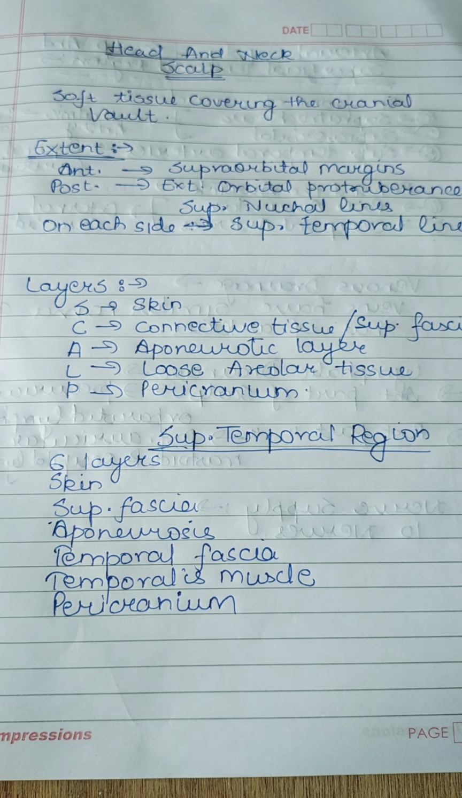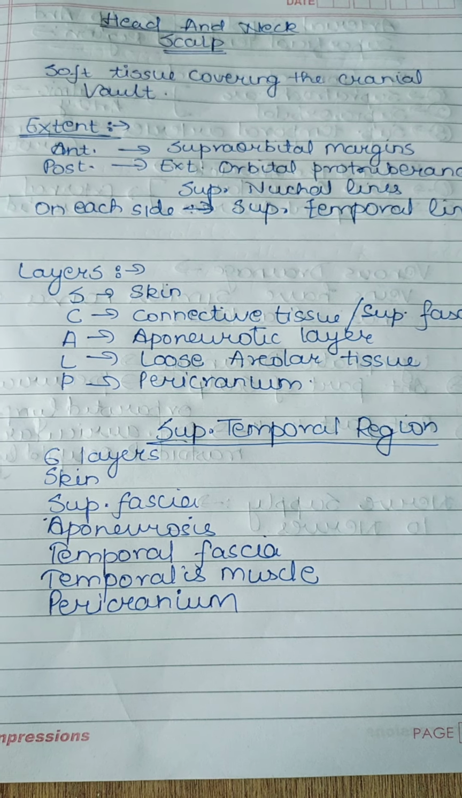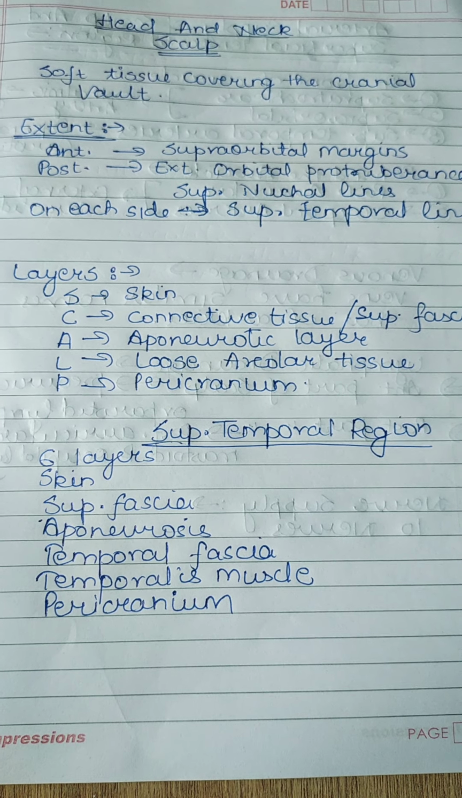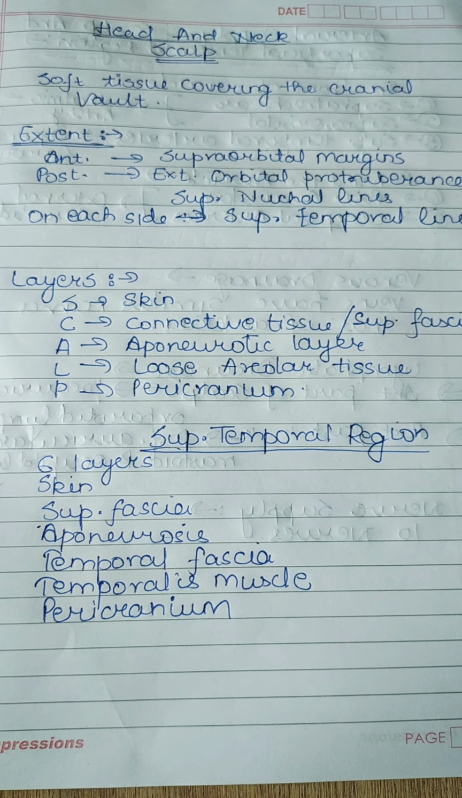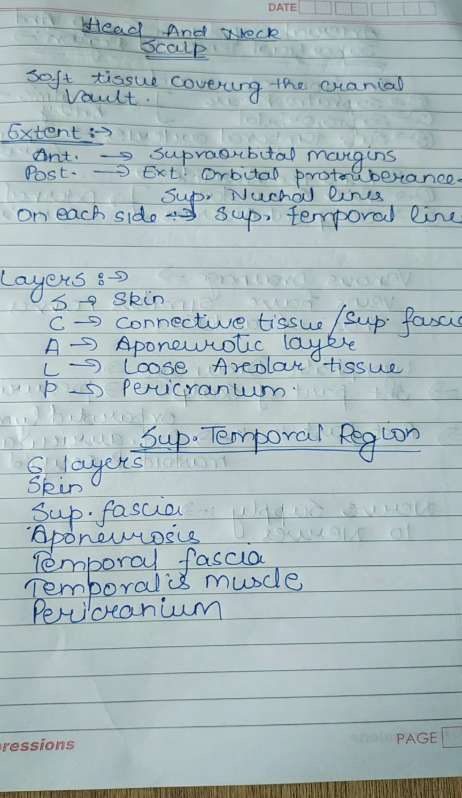Hello everybody, today I'll be starting head and neck and our first topic will be scalp. So first of all, definition of scalp, it is soft tissue covering the cranial vault. Now we have the extent.